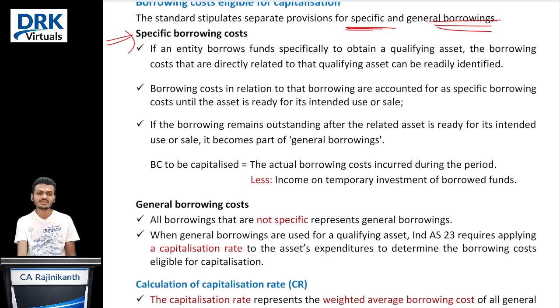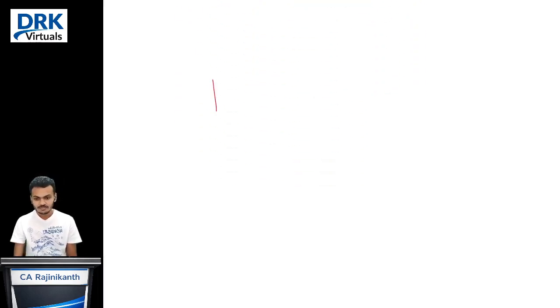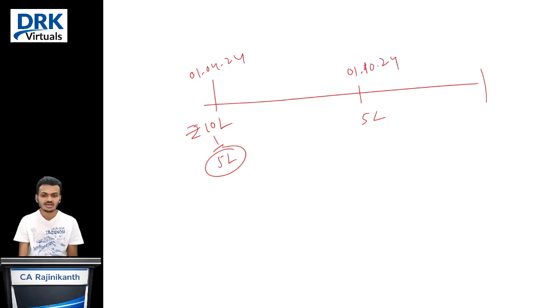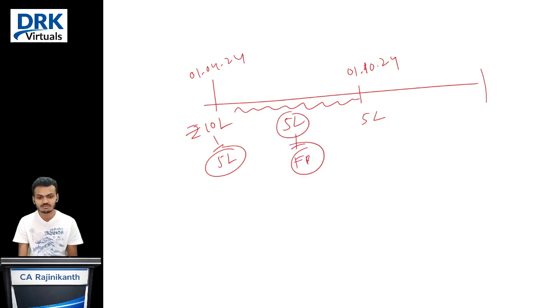However, if we invest that borrowed funds temporarily anywhere, be it a fixed deposit or any other way, we should reduce the temporary income from the borrowing cost. That net amount only we should capitalize. For suppose we have taken a 10 lakh loan on 1st April 24. Out of this 10 lakh, 5 lakh rupees we are incurring today, and the remaining 5 lakh rupees we are going to incur on 1st October 24. So during these 6 months, the balance 5 lakh rupees I invested in a fixed deposit at the rate of 8% interest.